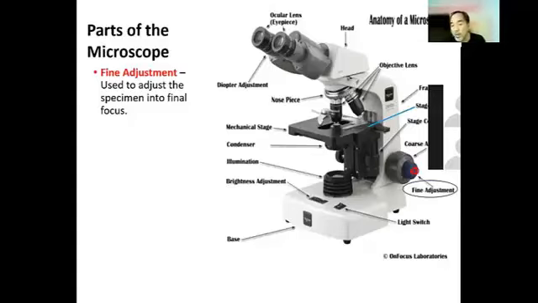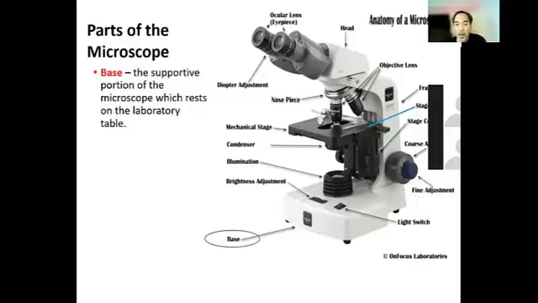The fine adjustment can usually only be used on the medium and high power objectives, but on the scanning objective, the low power objective, you can use your coarse adjustment. Never use the coarse adjustment when you are on the medium and high power objectives. And then the base, as I said, is a way to support the microscope, and that is for proper handling of the microscope. So we studied the parts of the microscope, their functions, and the care of the microscope.